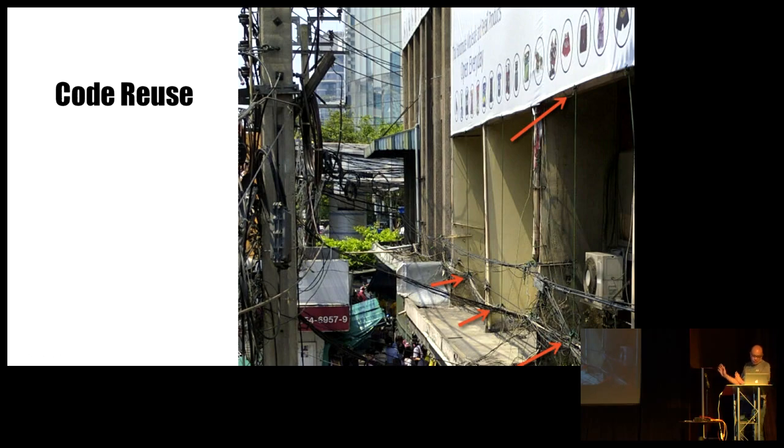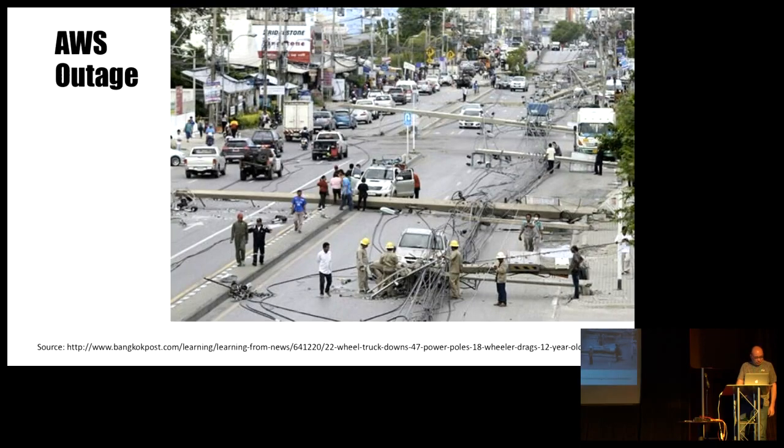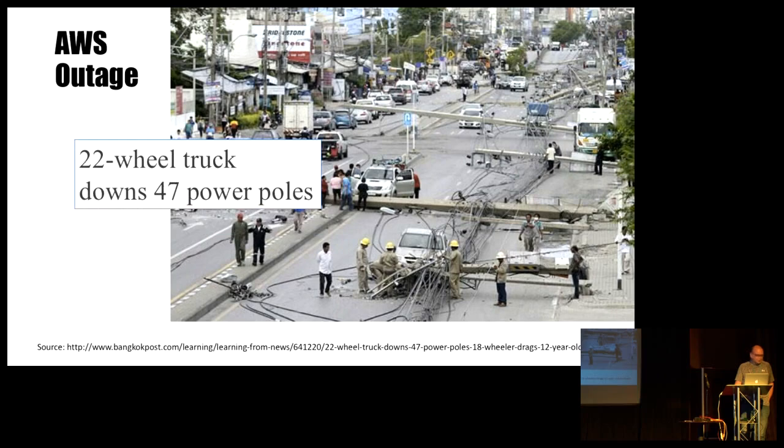And reuse comes with the problem of now let's try to share that piece of infrastructure. I cannot imagine how that's going to look like. I also found an Amazon outage. You would think an earthquake had done that. Not really. A single truck took down 47 poles at once and killed one person. It's actually amazing that only one person got killed.